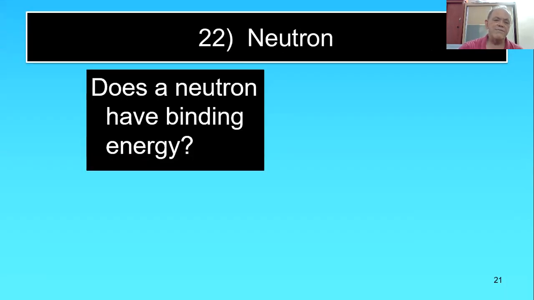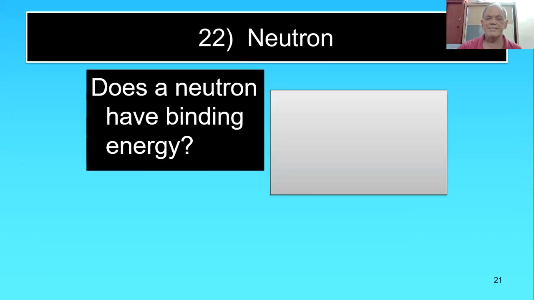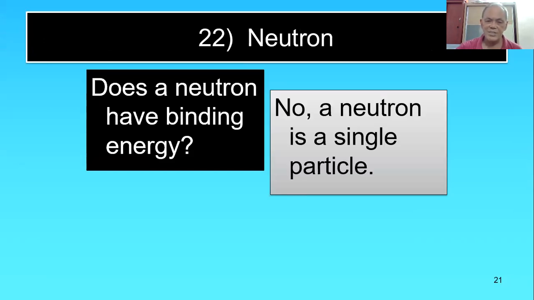Does a neutron have a binding energy? A neutron doesn't. It's an individual particle. If it's hydrogen, deuterium will have a proton and a neutron, and then it has binding energy. Right? A neutron by itself doesn't. It has no nucleus.